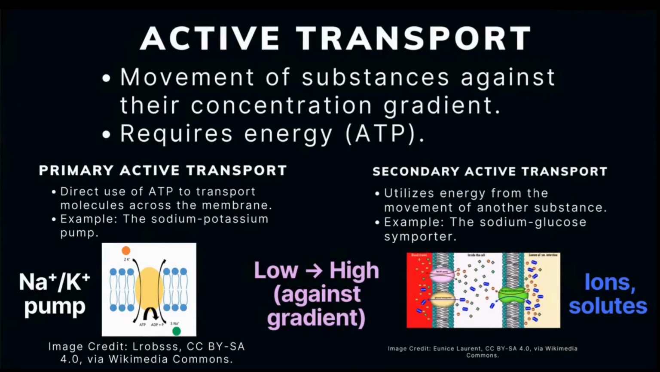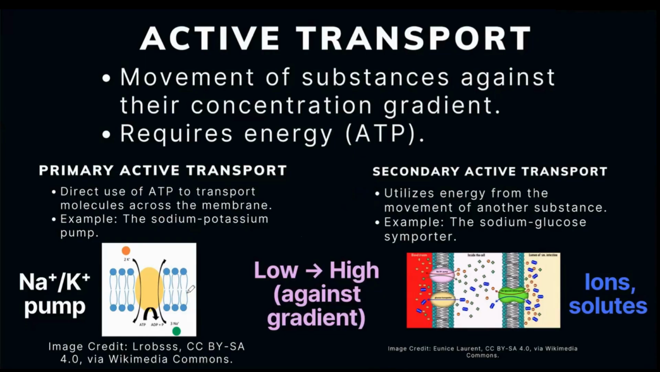Now let's talk about active transport more in detail. When we're talking about active transport, I want you to remember that we do require ATP. And there is this idea that we're moving against the concentration gradient. There are two main forms. Remember, we're going from low to high when we're talking about these two forms. The first one is primary active transport, and the second one is secondary active transport.